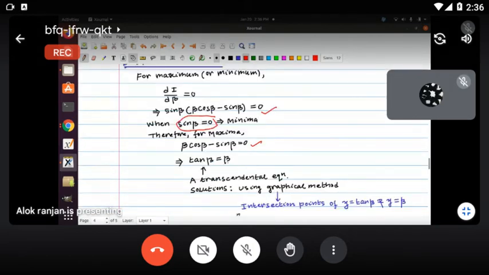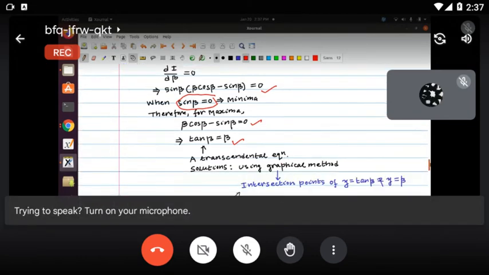And that leads to tan beta equal to beta. So we got an expression which says the variable is a function of itself. And how to solve it? This type of equation in mathematics is called a transcendental equation, and the only way to solve it is through graphical methods, if you don't want to use a computer.